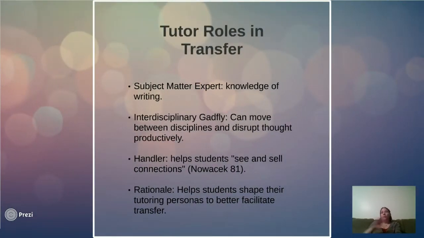Our fourth area, again, we're moving towards the important but not vital end of the continuum. Our tutors' roles in transfer. I've pulled these directly from Nowacek, and although she discusses these as they relate to the role of instructor, I think they're also important for tutors to know. They sometimes act as subject experts, they move between disciplines and disrupt knowledge in a productive way, and they help students, to quote Nowacek, see and sell connections. This is more or less a matter of tutoring persona. Having that idea of roles might help them better facilitate transfer, again, by creating a persona that is conducive to that.